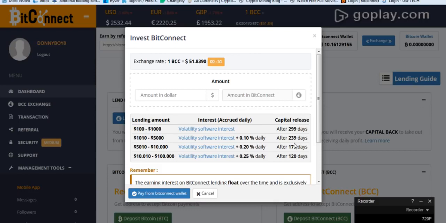If you started your first loan at $10,010 up to $100,000, I'm sure $100,000 plus really, because there's no other higher tiers that I'm aware of, you would get 0.25 extra on top of the daily interest, and you'd get your initial loan amount back in 120 days only, so like 4 months.